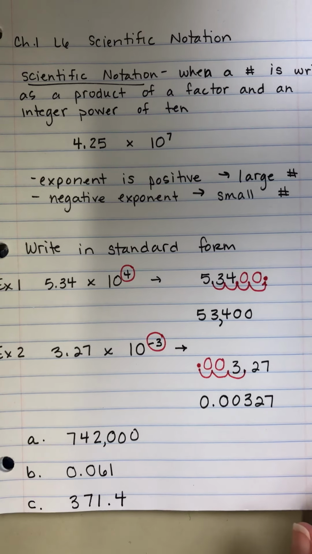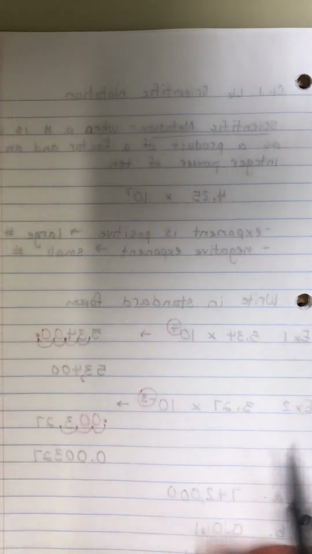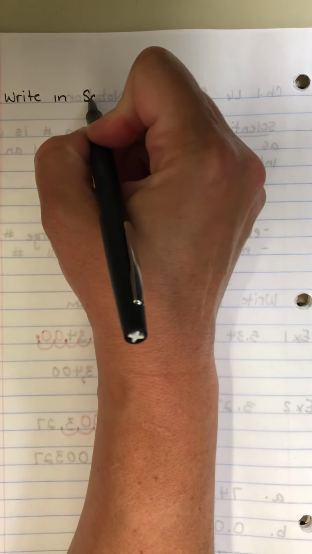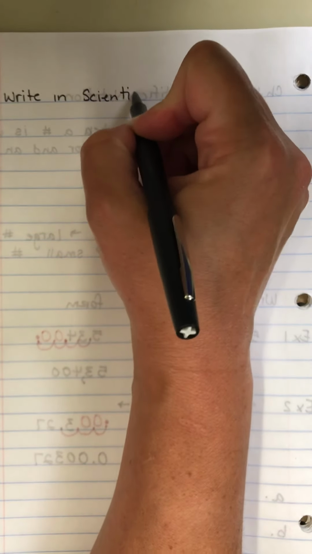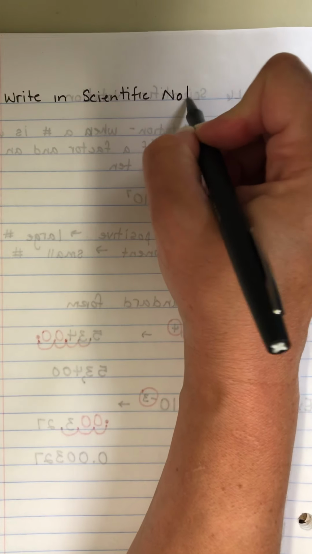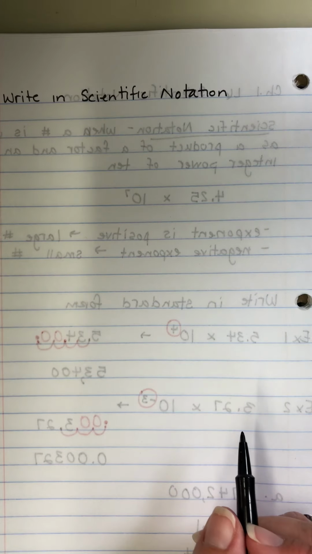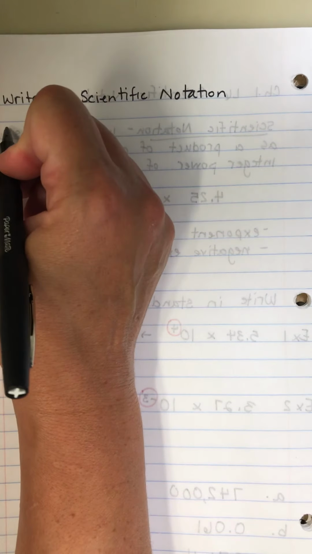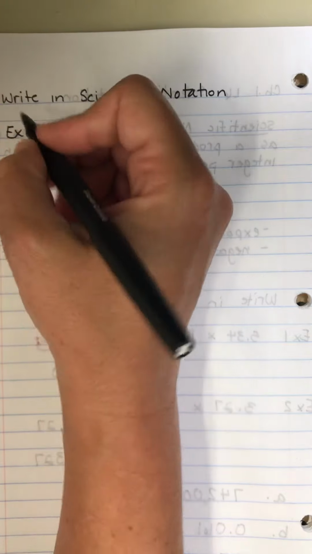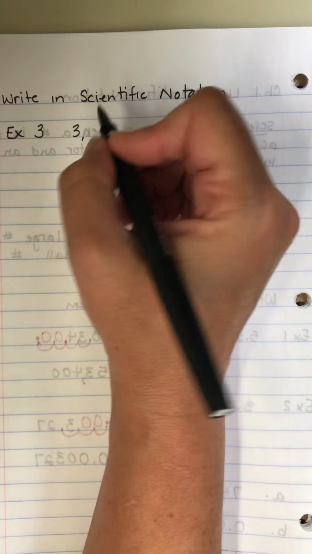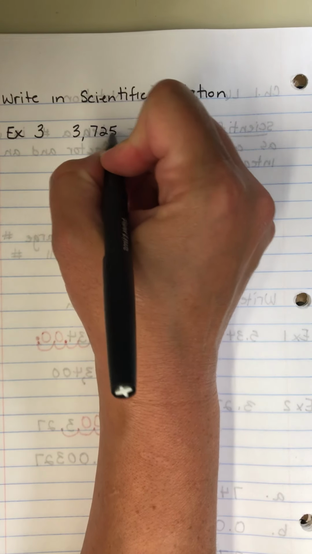We're going to practice going back the other way. We are going to write this set of numbers in scientific notation. I'm still looking for powers of 10 here. Example 3 is 3,725,000.